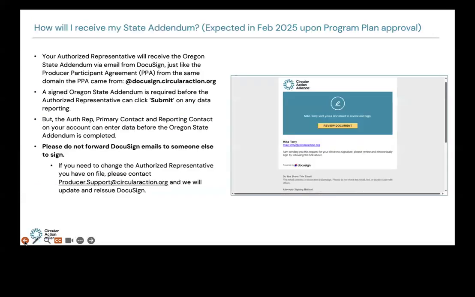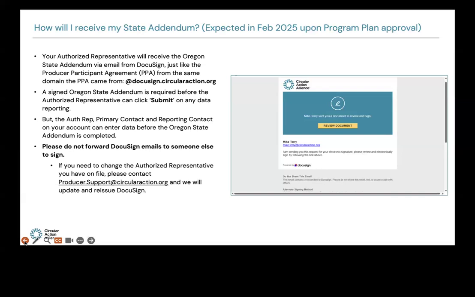Next slide. How will I receive my state addendum? It's going to be similar to the PPA. Your authorized representative will receive the Oregon State Addendum via email from DocuSign. It will come from that same domain, the at docusign.circularaction.org. So just another reminder on getting that domain whitelisted.